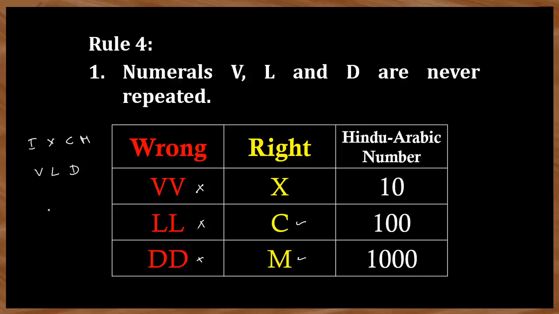And also, if you want to write 150, you should not write LLL like this. If you want to write 150, you have to write CL, this is 100 plus 50, 150. You should not repeat L more than 1 time. You have to write it a single time only. V, L and D are never repeated. Remember, this is rule number 4.